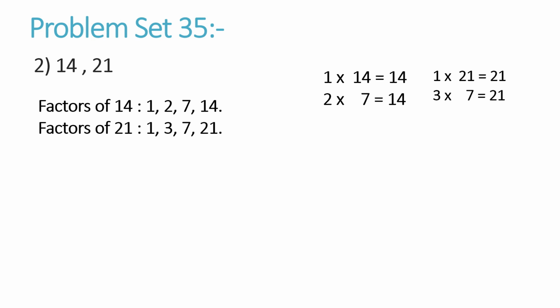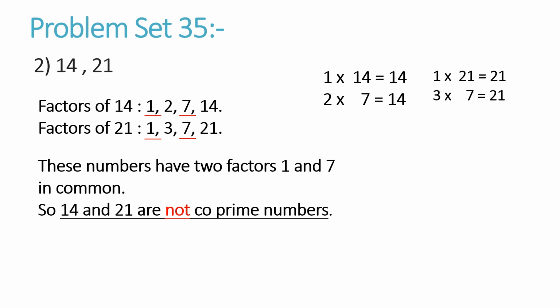Now you have to find the common factors. 1 is a common factor and another number is common, that is 7. 7 is also a common factor. So these numbers have two factors, 1 and 7, in common. So 14 and 21 are not co-prime numbers. Get it? Because they have two factors common, 1 and 7. So 14 and 21 are not co-prime numbers.